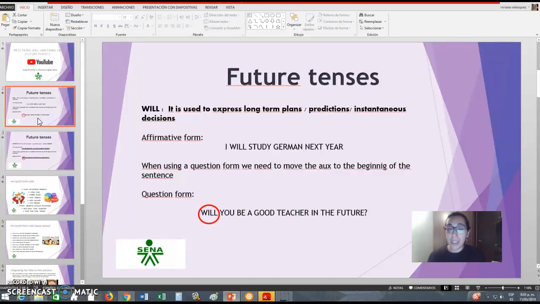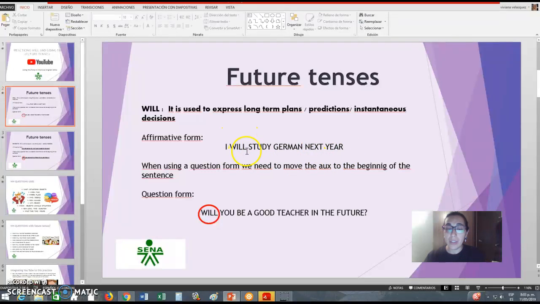So when we use will, we need to work on the auxiliary will, right? The auxiliary will, which is this one, and it is going to be right before the verb, right? For example, I will study German next year. Yo estudiaré alemán el próximo año.